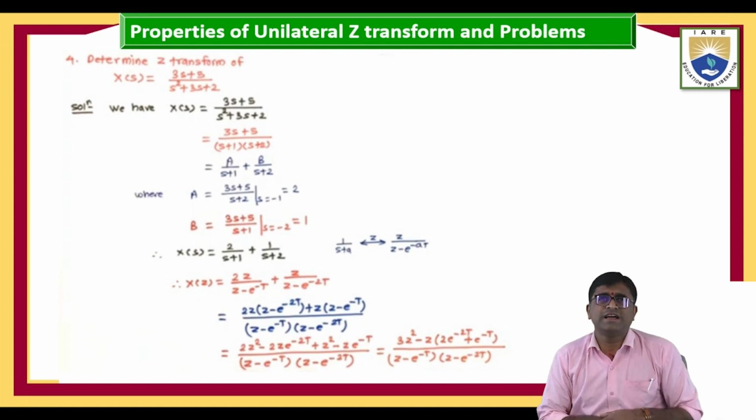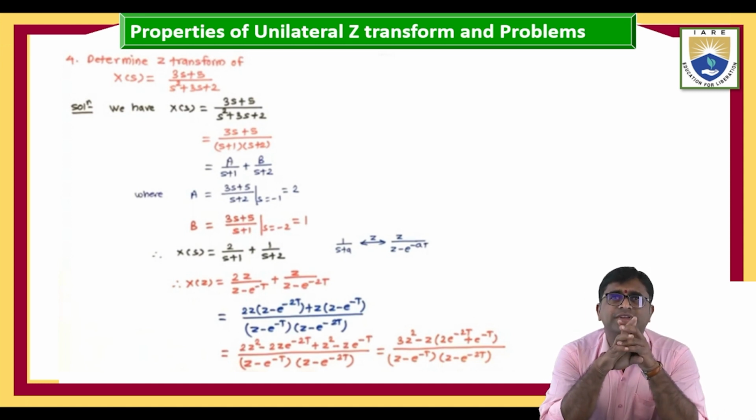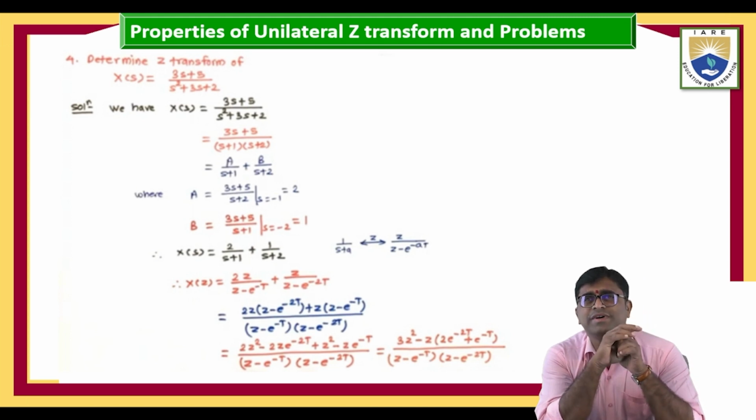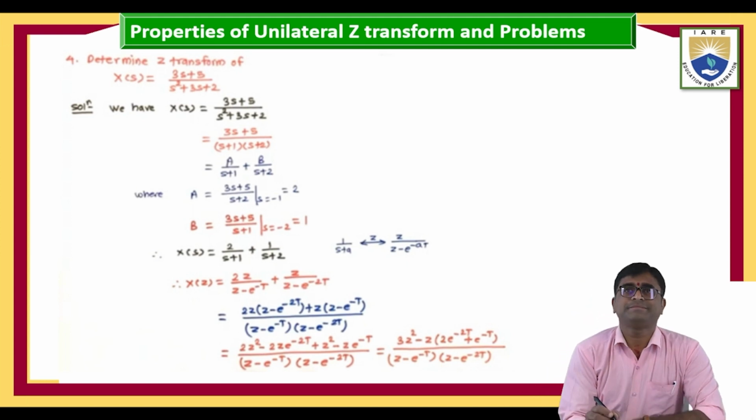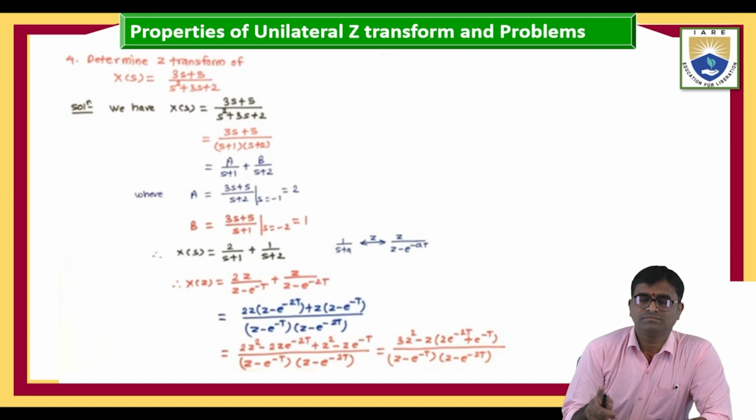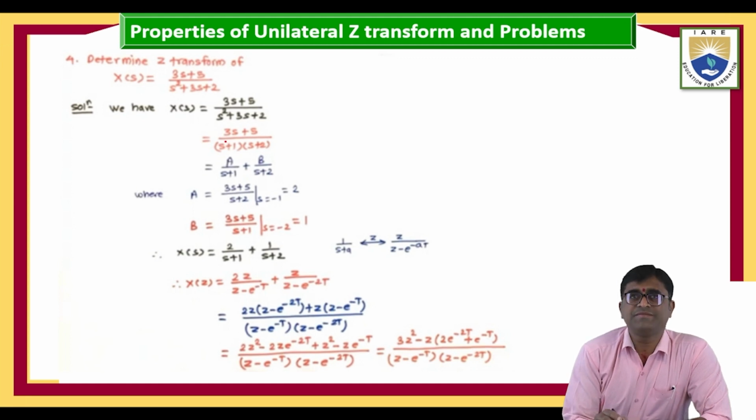So next I am going for determining the Z transform of this: X of s equal to 3s plus 5 by s square plus 3s plus 2. So we are going for the partial fraction method. This is the main function. It is a two variable function, that is 3s plus 5 by s plus 1 into s plus 2.